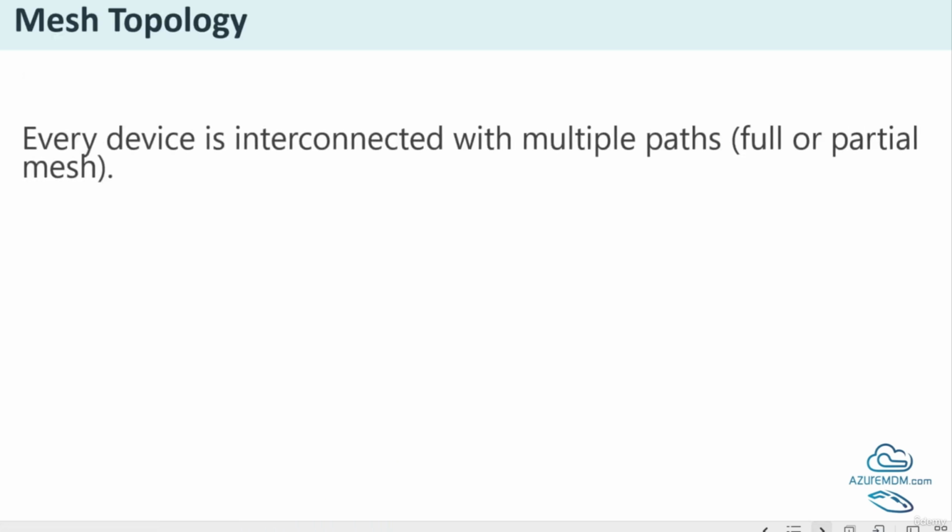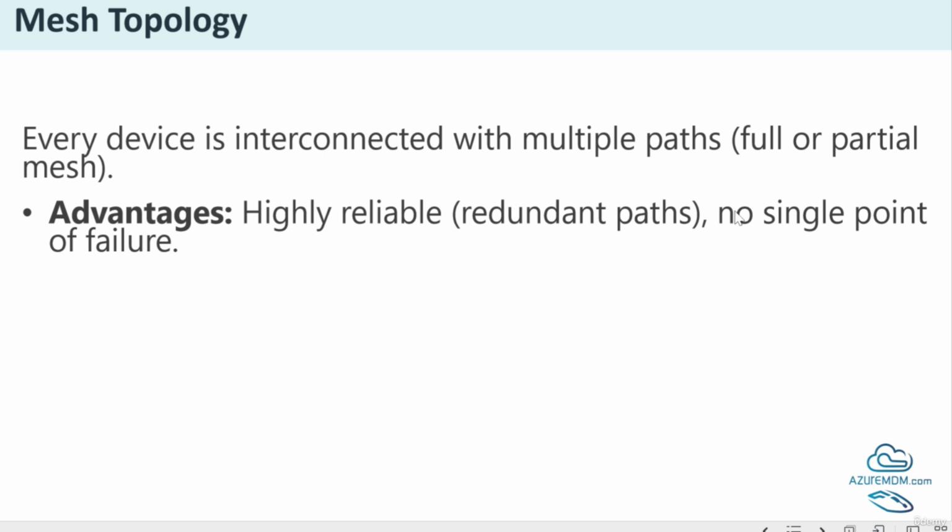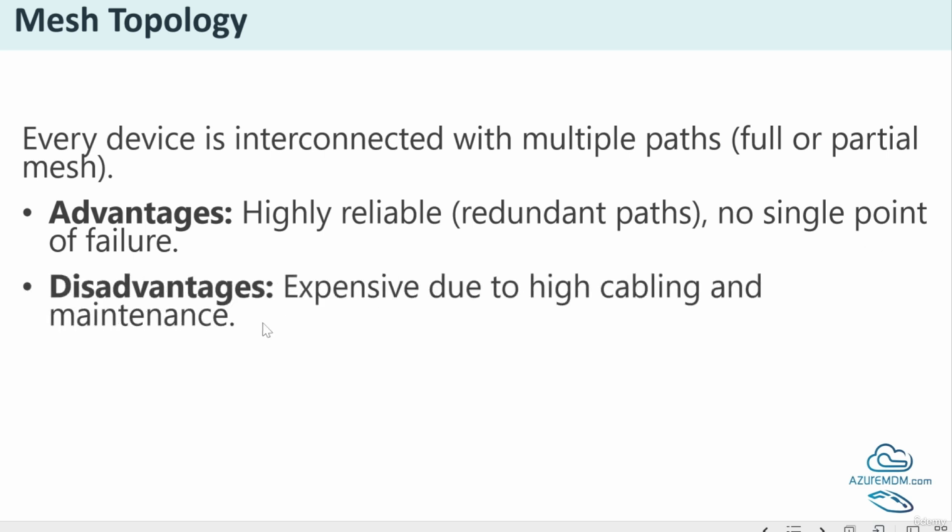Mesh topology. Every device in mesh topology is interconnected with multiple paths, full or partial mesh. The advantage is it is highly reliable, with no single point of failure, but there is a disadvantage. It is expensive due to high cabling and maintenance. So always remember, mesh topology is highly reliable, but it is expensive to manage and to purchase as well.